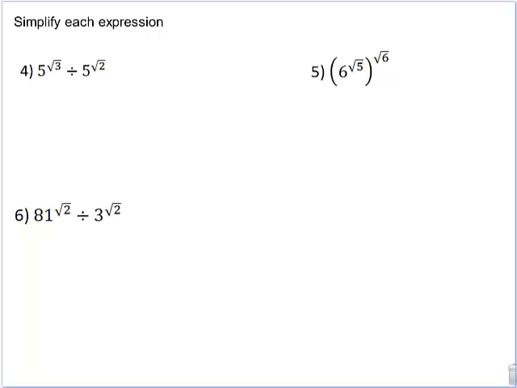Okay? We're going to simplify. This is really just remembering what our laws of exponents say. That's all we're doing here. We have to remember what our laws of exponents say, so we have to remember when we would add them, when we would subtract, when we would multiply, when we would divide.